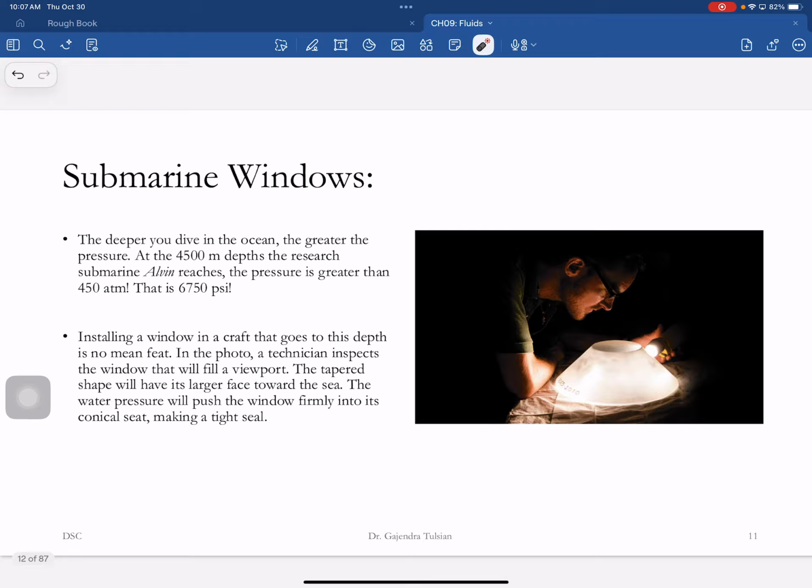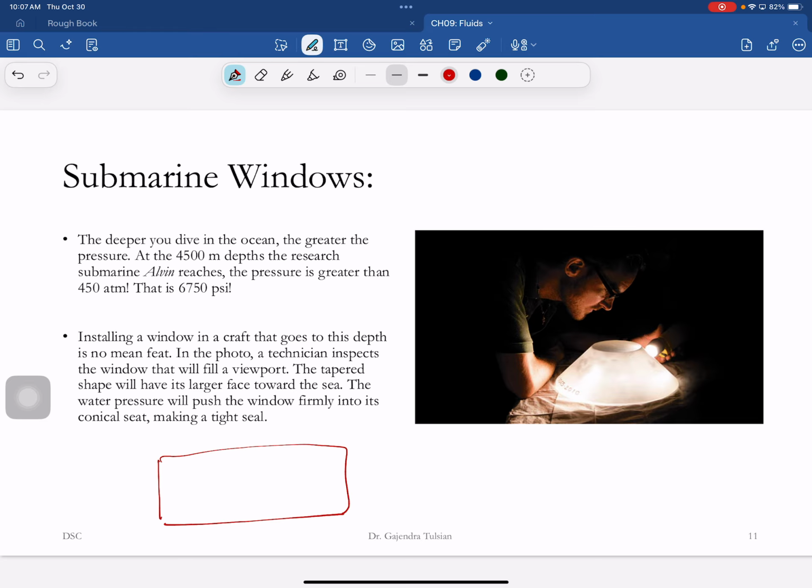Okay. So here's a problem. You might have heard of Alvin. Alvin is a research submarine. It's a small submarine that goes deep. So the average depth of the ocean floor is about 2.5 miles. Yeah, 4 kilometers. Okay.